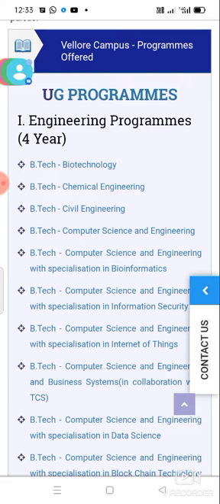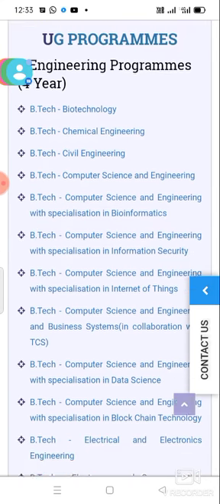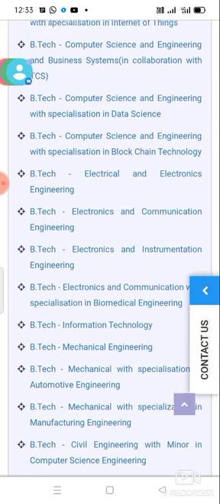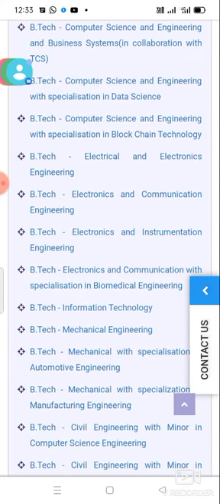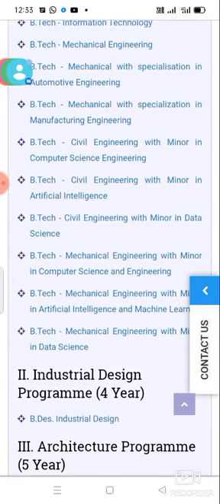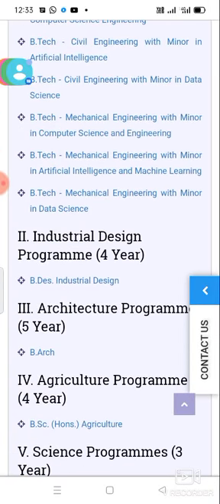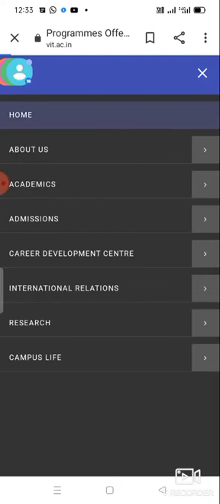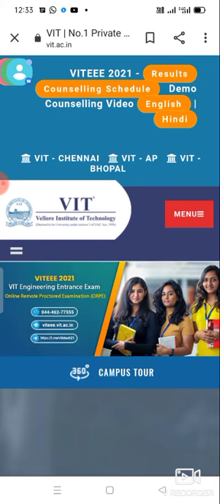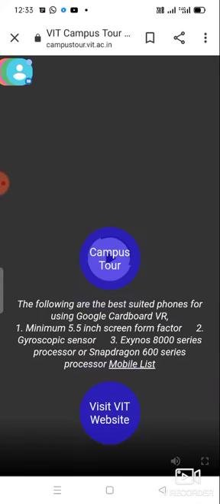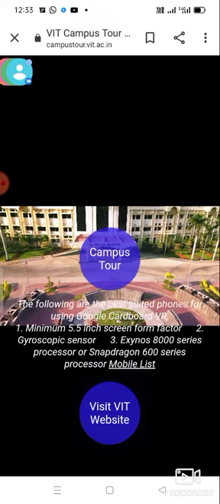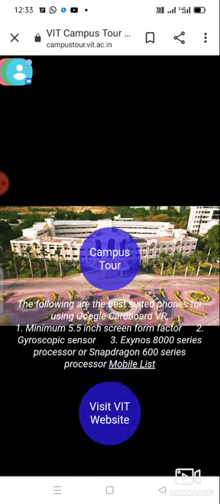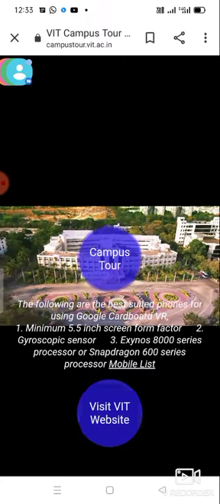If you take the Vellore campus, you will have biotechnology, chemical, computer and other computer streams, electronics and communication, electronics and instrumentation, biomedical. So you have at least some 30 undergraduate branches. This is the way to go. You should check each and every website. You can go through the home page and the 360 campus tour. You can see the campus tour of the WIT campus.